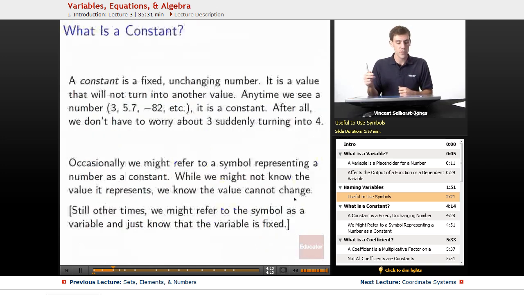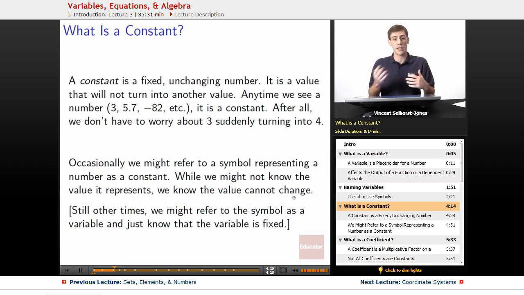All right. What is a constant? A constant is a fixed, unchanging number. It is a value that does not turn into another value. So we can have variables become different values, right? We might plug in x is 3, and then plug in x is 5, and then plug in x is 7. But a constant only has one thing. It just stays the same.